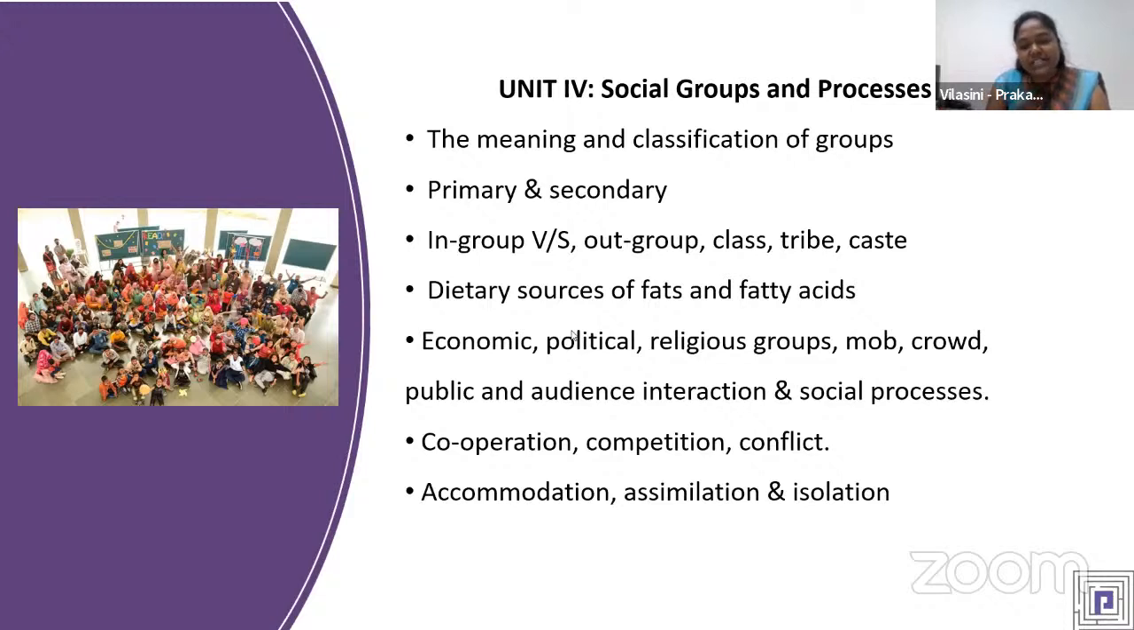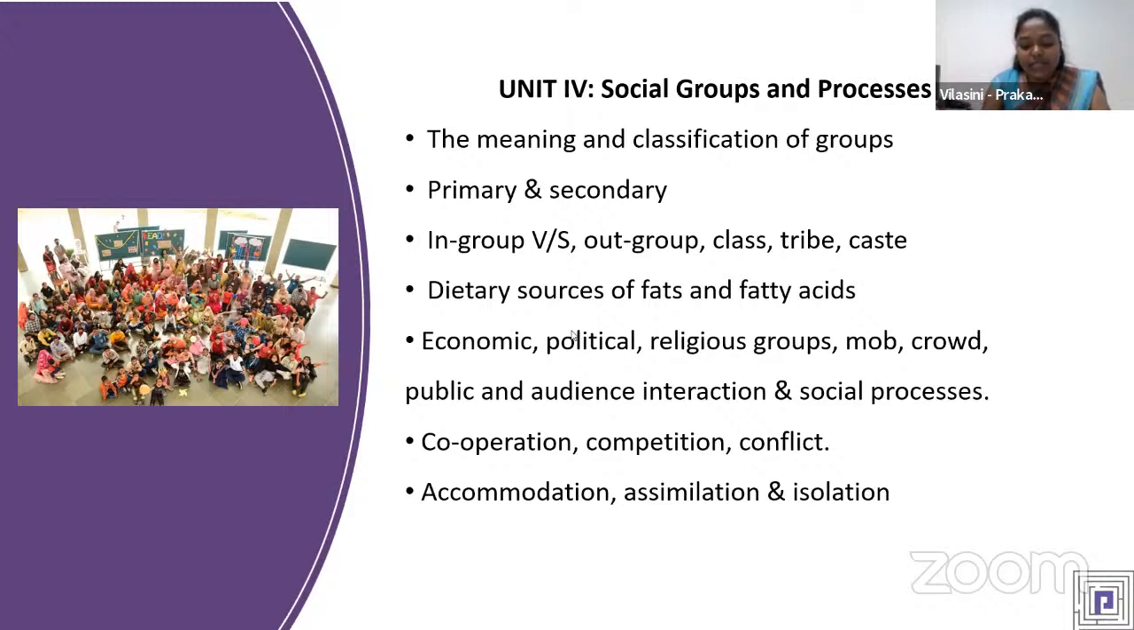So first of all, we'll see from where this fat and fatty acids comes from. The sources are mostly we can take egg, fish, meat, nuts, and all the milk products. That is the butter, cheese. So these all milk products can give you this fat and fatty acids. So these are the dietary sources of fats.